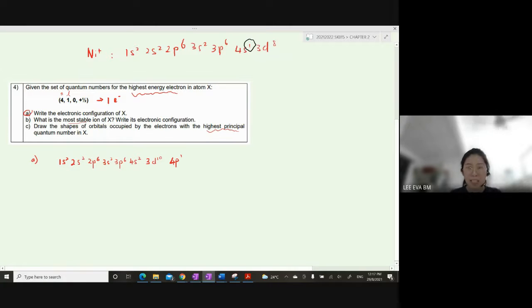If you can't remember yang belum hafal punya, kena rujuk balik raindrops diagram. 1s, 2s, 2p, 3s, 3p, 4s, 3d dan 4p. So clue dekat soalan ini adalah satu set ni represent satu elektron dekat 4p. So now, just now madam said, when your 3d subshell is completely filled, then I can reshuffle, I can rearrange.